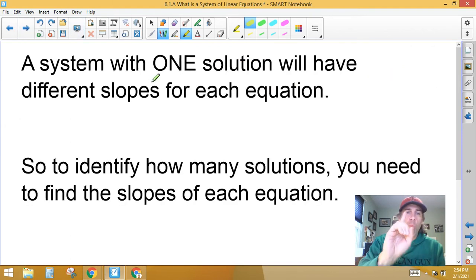Now I'm going to go over what these look like. A system with one solution will have different slopes for each equation. So in order to tell how many solutions a system has, we pretty much need to find the slopes first. If we identify their slopes, and they are different numbers, all they have to be is different, then there's one solution.